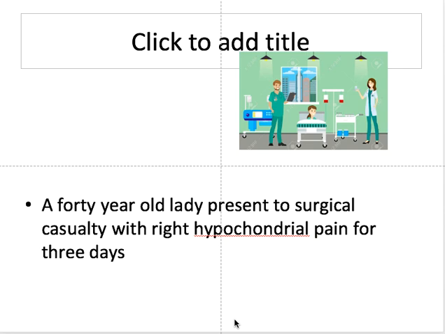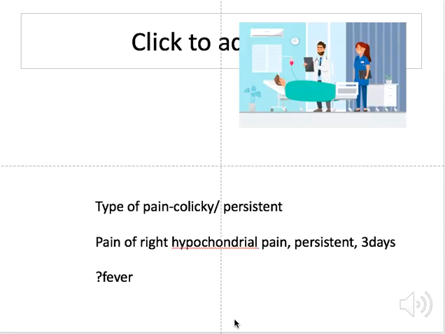To distinguish between inflammatory pain or a colic, the first question one should ask, just pause the video, think for a second and see. It's the type of the pain. Is it a colicky pain or is it persistent pain? If it's colicky, a severe pain with sudden onset recurring during the 3 days, very likely to be a biliary colic. Supposing it was a persistent pain, then it is more likely to be inflammatory in this patient, but of course, who knows, it may be a liver tumor.